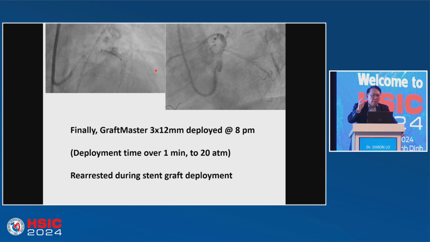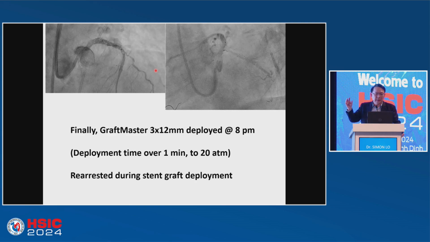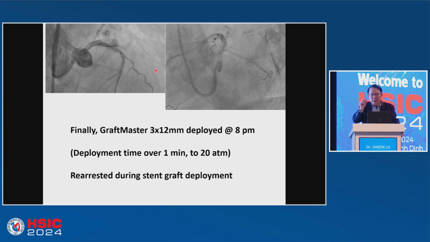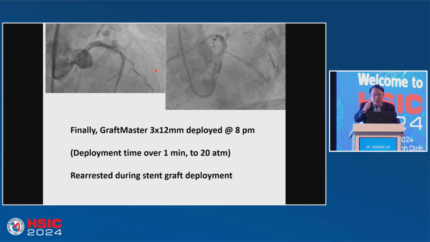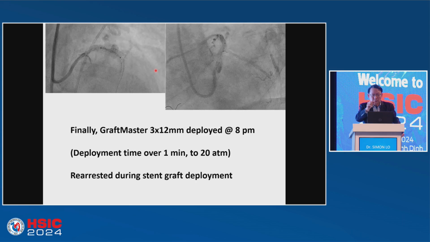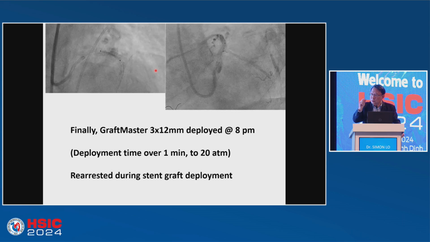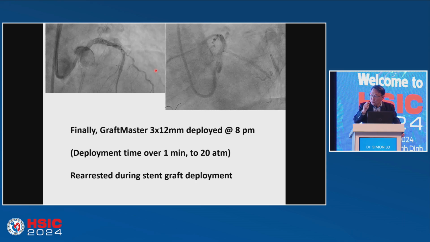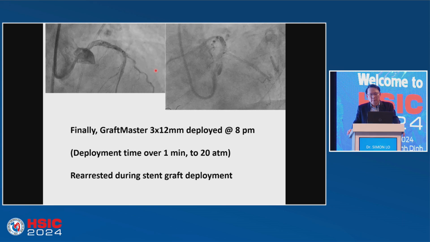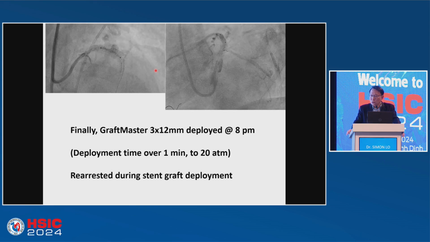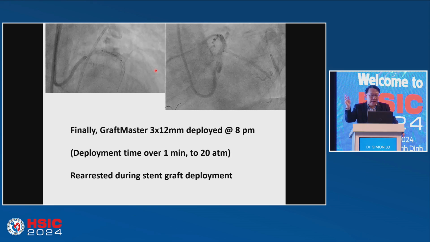Now, you may look at the picture and think that my stent may be too distal. The proximal dot of my Graftmaster is actually probably at the site of perforation. But before I deployed this, I did manage to pull back a couple of millimeters or so, and then only deployed. But after I deployed, because I have to inflate the balloon for over a minute to get to 20 atmospheres, the patient rearrested.